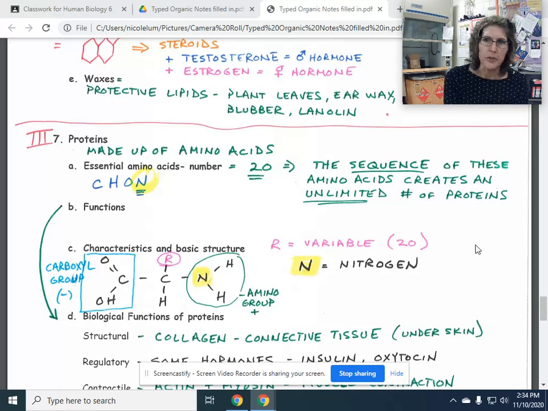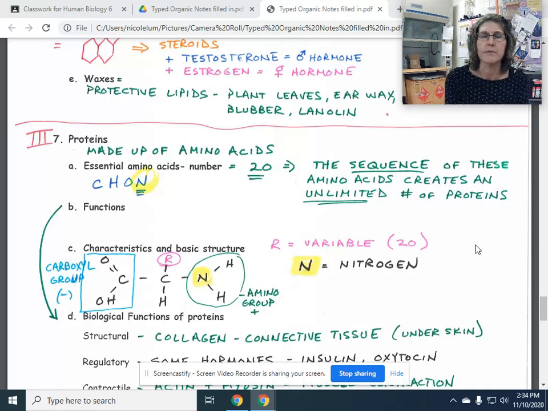So proteins, the building blocks. We keep talking about building blocks, what makes up certain molecules. We know that for your carbohydrates, the building blocks are monosaccharides. Your lipids, the building blocks are glycerol and fatty acid chains. Your proteins, your building blocks, your Legos here, are called amino acids.